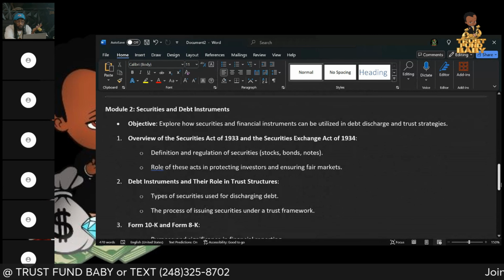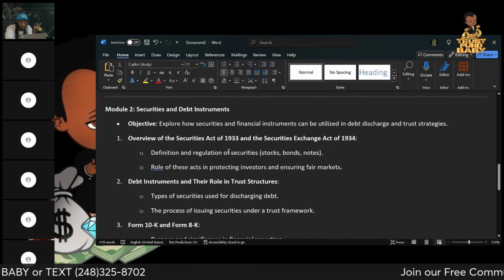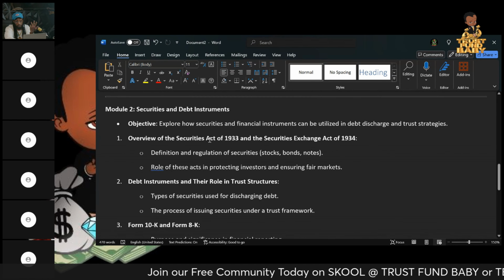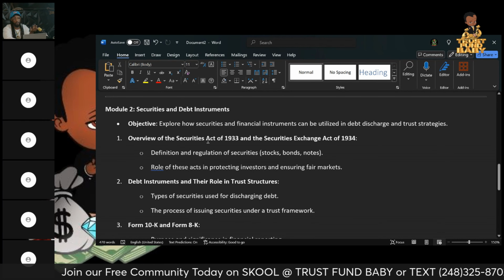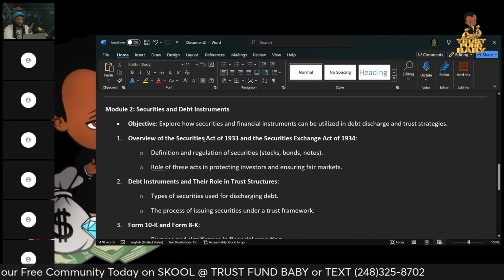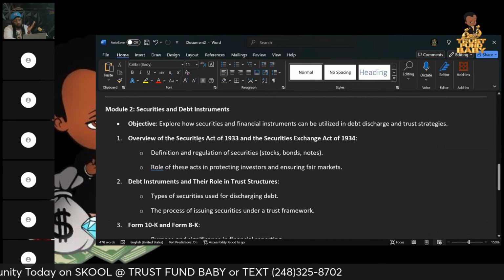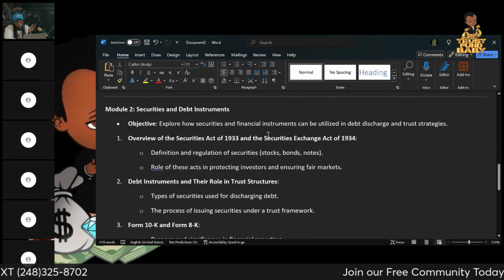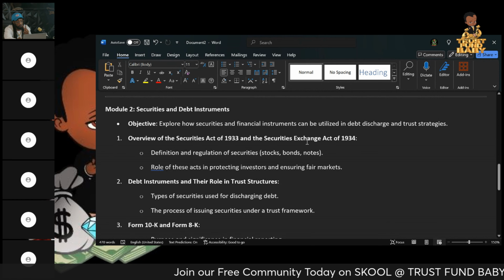Securities and debt instruments. We went over what securities was. So right here, please take note. This is another thing that I need you all to read. If you can't find the documents, I will drop them in the community for you. Next one is the Securities Act of 1933 and the Securities Exchange Act of 1934. Two completely different things. You have to read both.